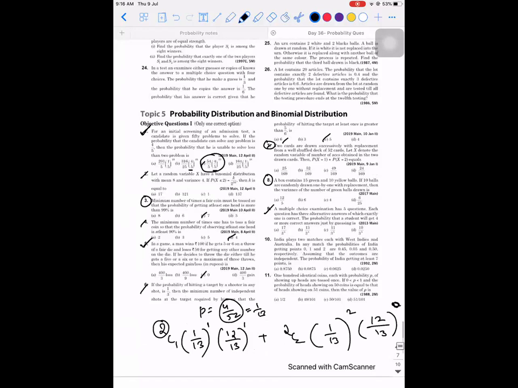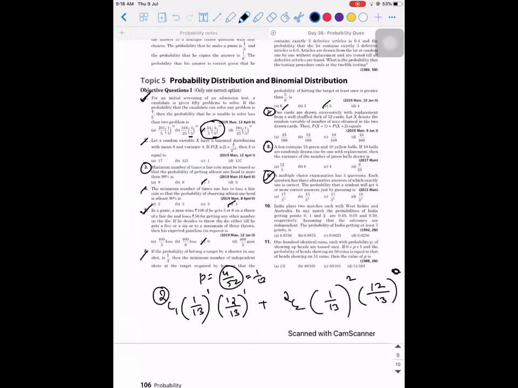For the 9th question, can you tell me how to do this? The multiple choice examination has 5 questions. Each question has 3 alternative answers, of which exactly one is correct. Find the probability that a student will get 4 or more correct answers just by guessing.